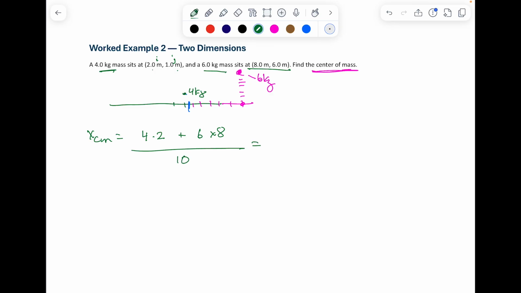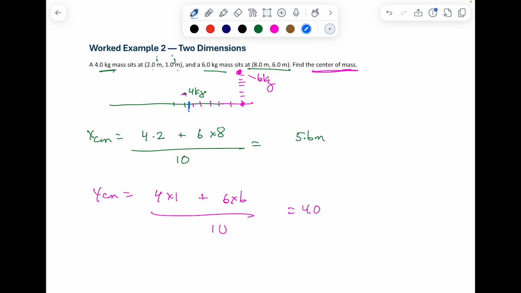And when you do that math, you get 5.6 meters. That's your x. And for your y center of mass, that'll be 4 times 1, right? Because this is 4 and 1, the y's. I'm just doing the y's now. Plus 6 times 6 over 10, and that's 4.0. So this is the y center of mass.